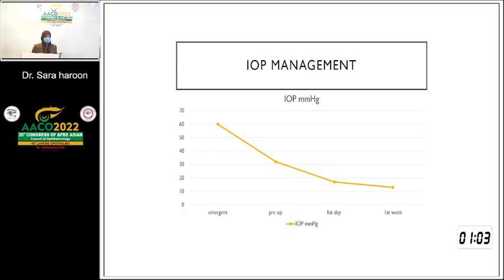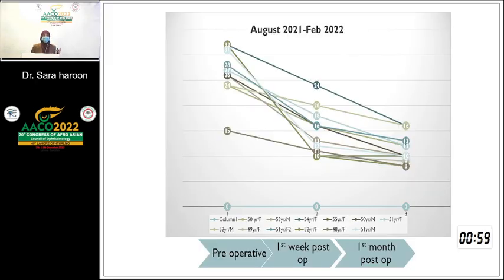On the lines of this particular patient, we did a few more patients, and we followed the same treatment plan. Between August 2021 and February 2022, you can see that there is a drastic drop in the intraocular pressure. These patients began their journey with a multi-drug regimen and they were brought down to mono or no therapy at all.